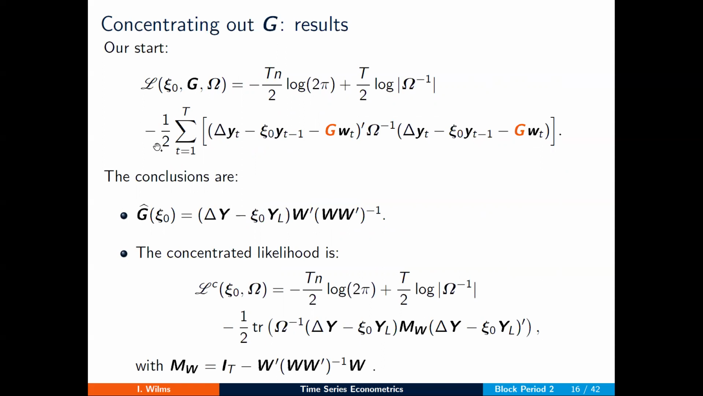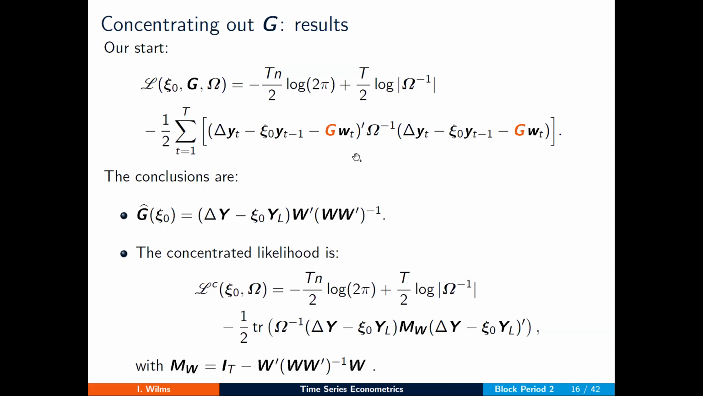Now, since G only pops up here in this last part, maximizing the log likelihood will be equivalent to minimizing this part over here, since I have the minus sign. Now we need to optimize this part with respect to G, indicated in red, holding psi naught and omega fixed. Well, what do we have over here? Actually, we just have, again, a sum of squared residuals.